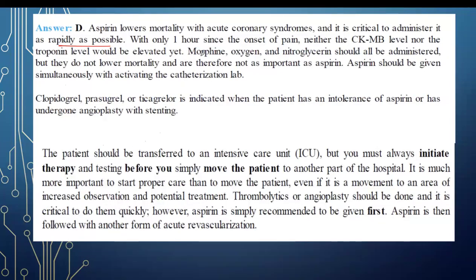Morphine, oxygen, nitroglycerin should all be administered, but they do not lower mortality, and they are not as important as aspirin. Aspirin should be given simultaneously with activating the catheter lab. This is where candidates get it wrong. They think that they will give aspirin, then the morphine, then oxygen. After everything, they will contact the catheter lab.